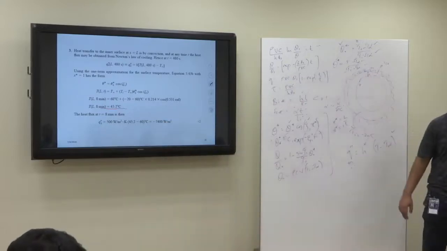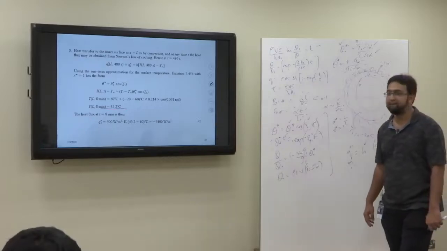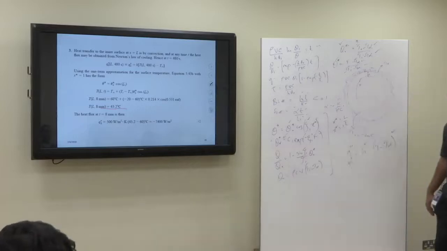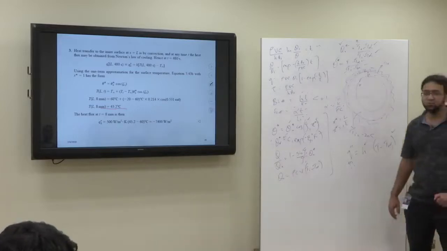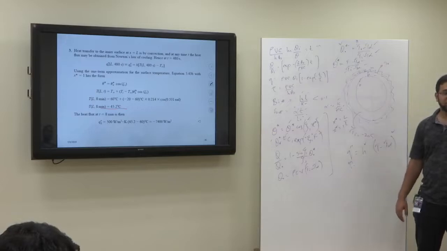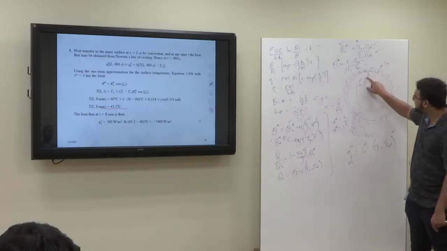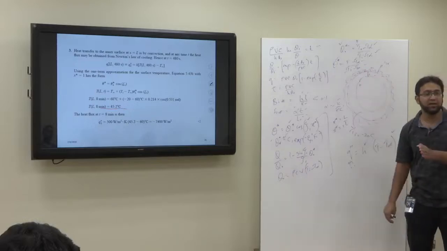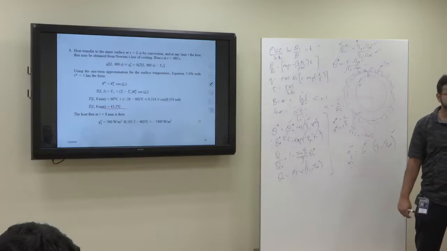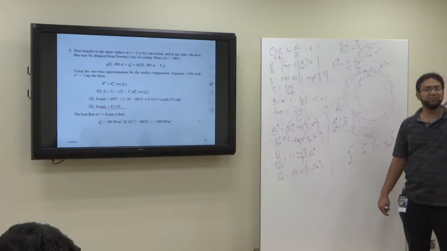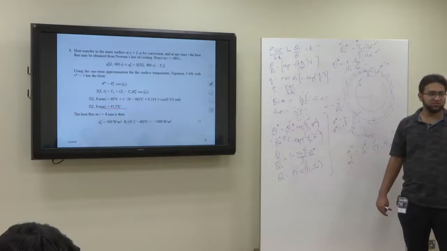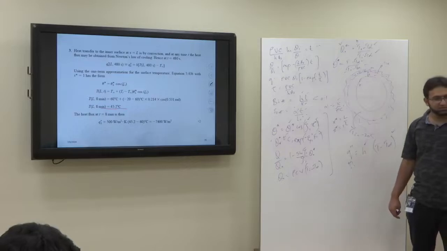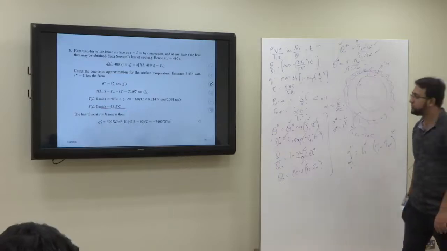Is it clear? Why did they choose the Q for convection? Because for this plane one, we need to choose the convection. Actually, we are not finding the heat flux from the inner surface to the outer surface. We are finding the heat flux transferred from the oil to the inner surface. That's why we are choosing the convection. Is it clear?